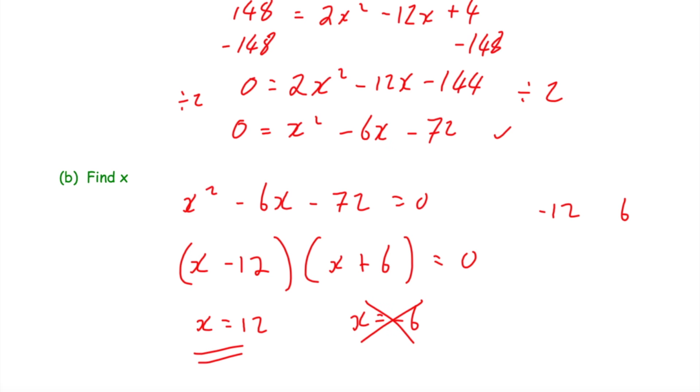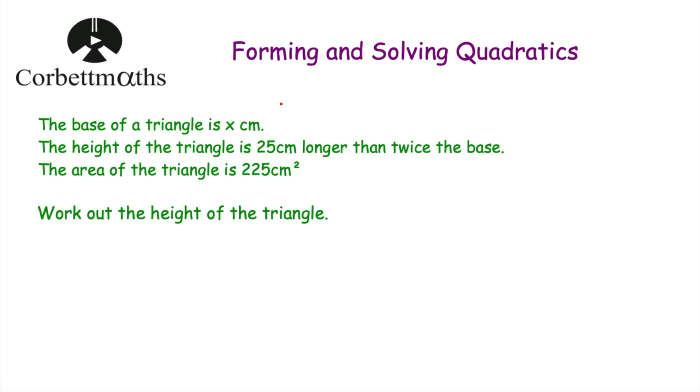Okay, let's look at our next question, question number 4. So question number 4 says the base of a triangle is x centimeters, and the height of the triangle is 25 centimeters longer than twice the base, and the area of the triangle is 225 centimeters squared, and we've been asked to work out the height of the triangle. Okay, now this time we've been asked to find the height of the triangle. There's not a part A and a part B, we've just got to work out the height of the triangle.